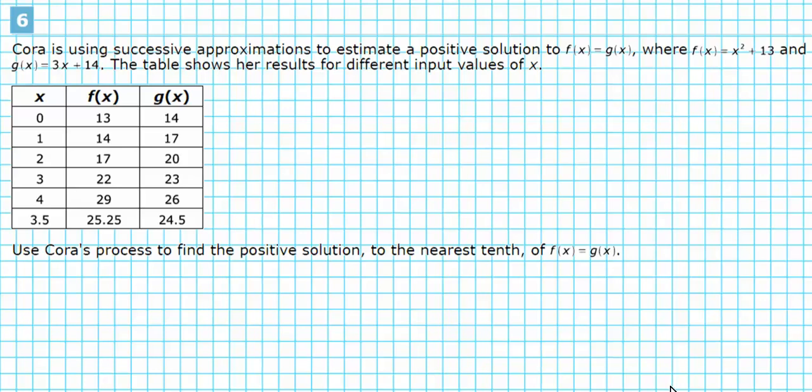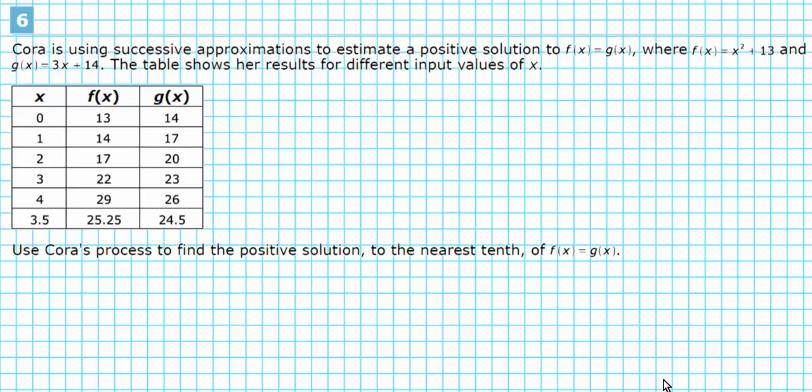All right, let's take a look at question number 6. It reads, Carr is using successive approximations to estimate a positive solution to f of x equals g of x, where f of x is equal to x squared plus 13 and g of x equals 3x plus 14. The table shows the results for different input values of x. Question, use Carr's process to find the positive solution to the nearest tenth of f of x equals g of x.